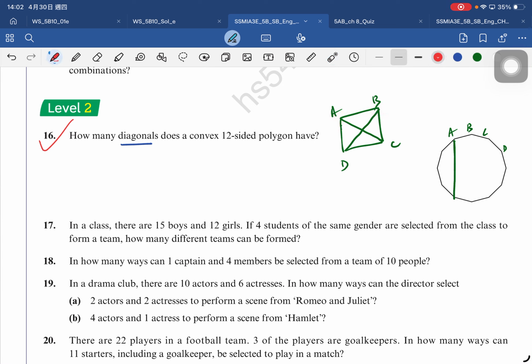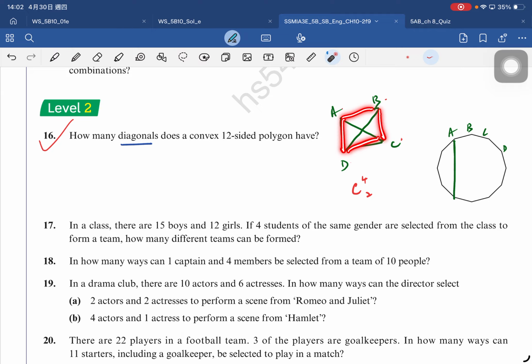So if you just say it simply, out of these 4 points, you select any 2. These choices also include these 4 sides. So what should you do in this example? You should subtract these 4 sides, so that this is the number of diagonals. So back to this question. This is the 12-sided polygon.